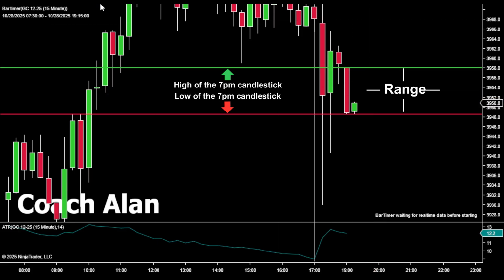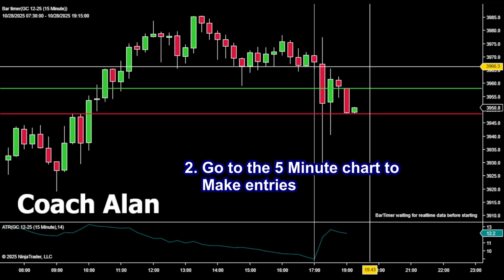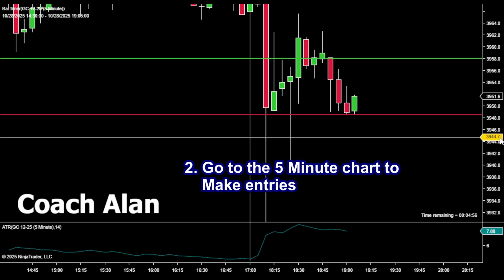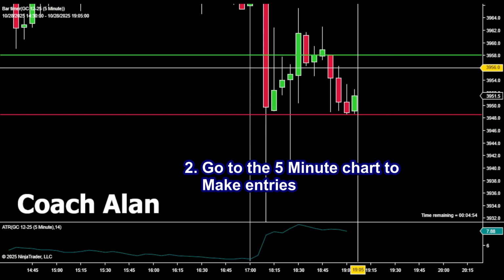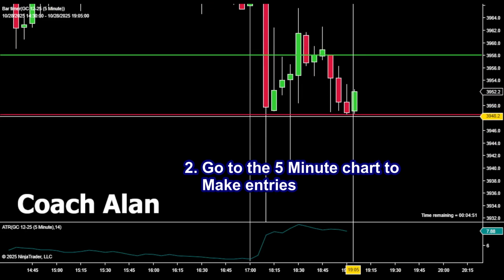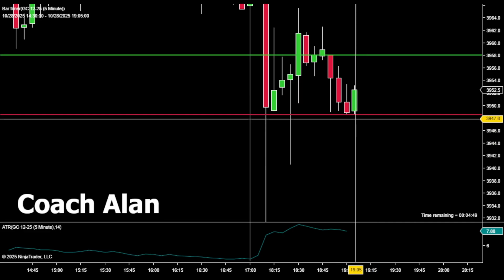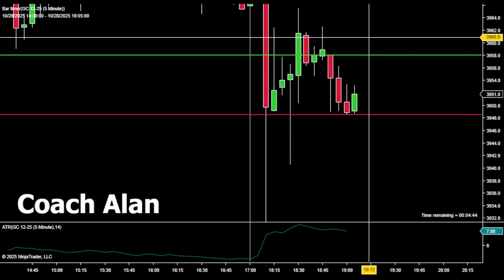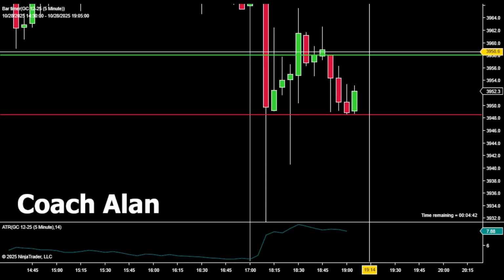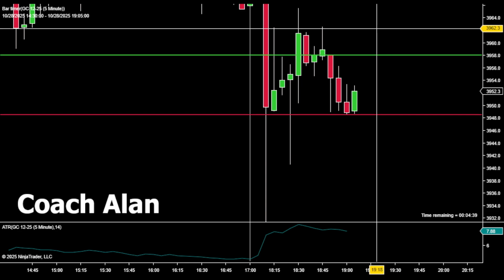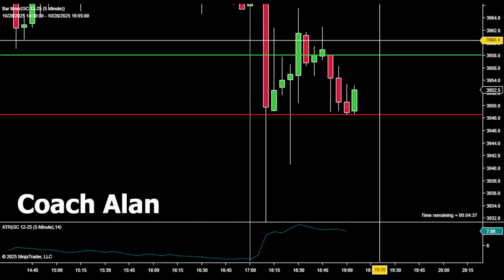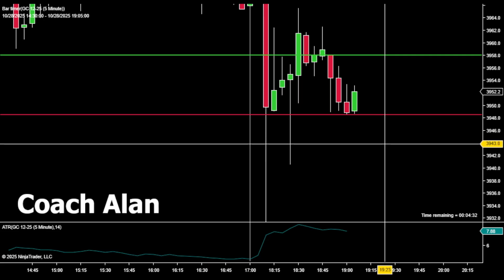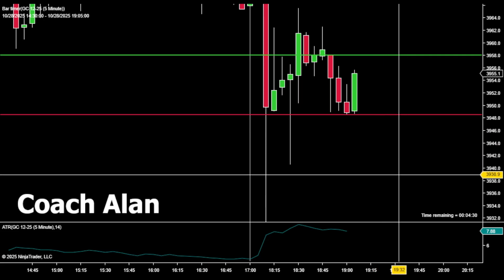So once we do that, we go to our 5-minute chart, and we're going to wait for a break above the high or a break below the low. You can wait for a retest down here or up here, following with another close above the high to go long, or another close below the low to go short.